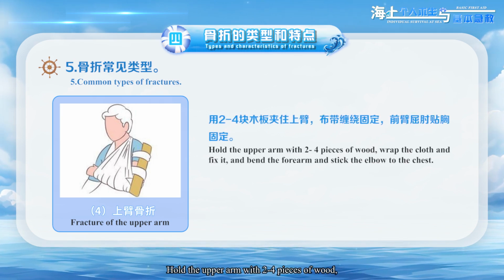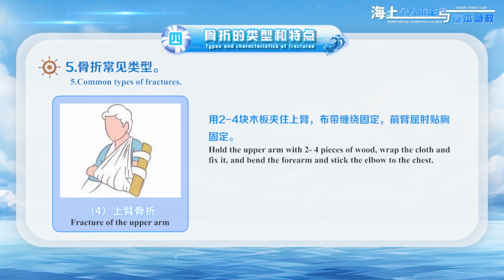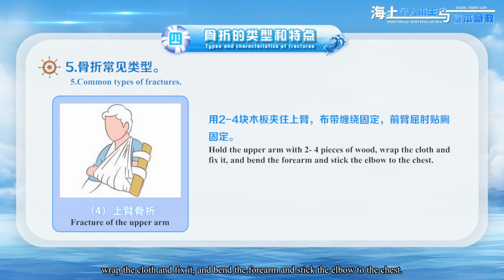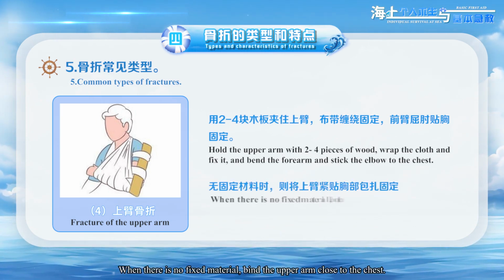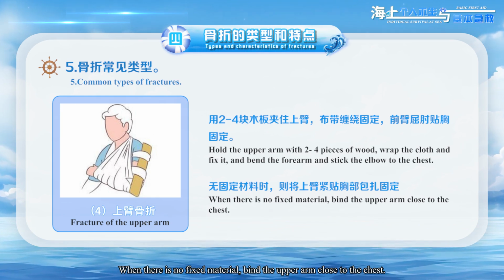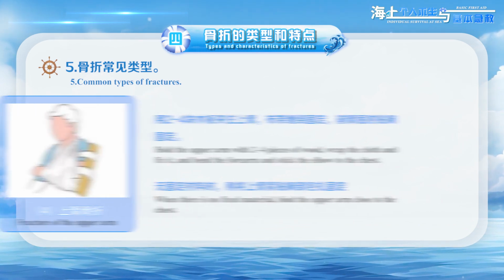4. Fracture of the upper arm. Hold the upper arm with 2 to 4 pieces of wood, wrap with cloth and fix it, and bend the forearm and stick the elbow to the chest. When there is no fixed material, bind the upper arm close to the chest.